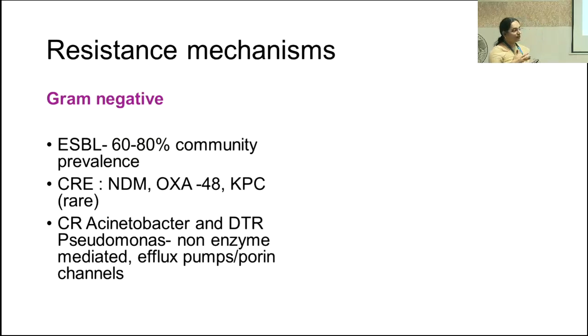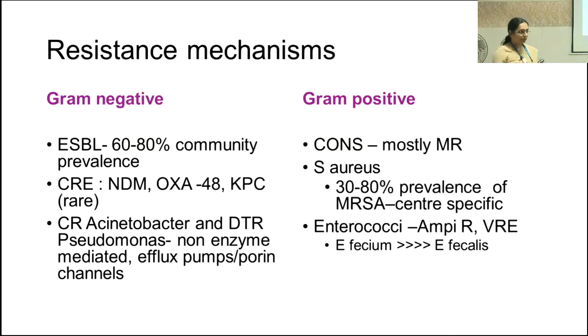And again, when we talk about Acinetobacter and Pseudomonas, they not only produce enzymes, they have other mechanisms like efflux pumps, porin channels. All these are important when you want to choose which drug you want to give your patient. Okay. And gram positive, again, CoNS, most of them will be methicillin resistant Staph aureus, again, very wide variation in prevalence. One center might say 30, other person might say 80. So it's important to have your local data. Enterococci, again, usually if you have an Enterococcus faecalis, you would get away with simple drugs. If it's Enterococcus faecium, you might have to use a glycopeptide or higher drugs.